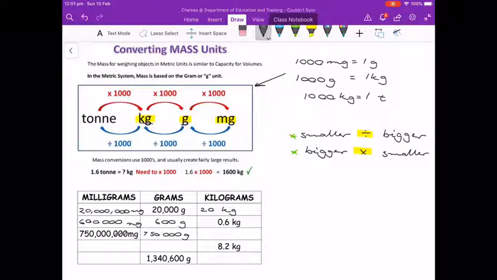Again, using the chart, grams to kilograms, again another 1,000. 1, 2, 3. 750 kilograms. Now we're going from kilograms to grams, which is times by 1,000. 1 and 2 more jumps, which is 8,200 grams. And then we're going from grams to milligrams, which is adding another 3 zeros.